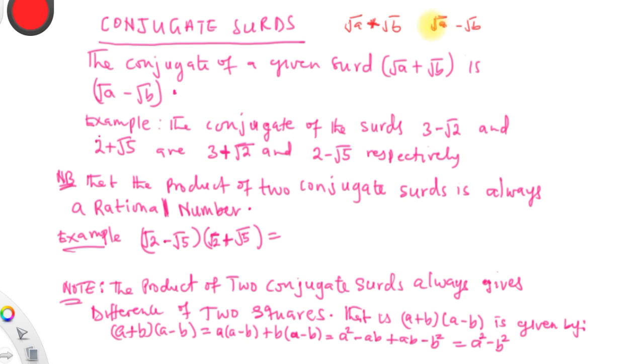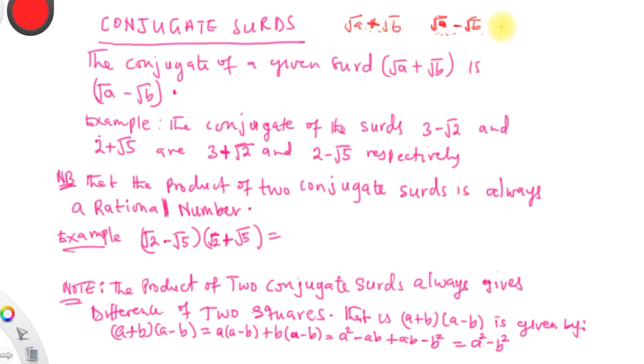That is what it means. If you are given any set and you want to find its conjugate, you have to change the sign. So if you are given square root of A plus square root of B, then its conjugate is square root of A minus square root of B. In other words, if you are given the set square root of A minus square root of B, then its conjugate will be square root of A plus square root of B.